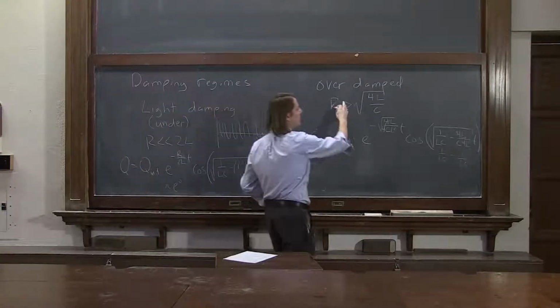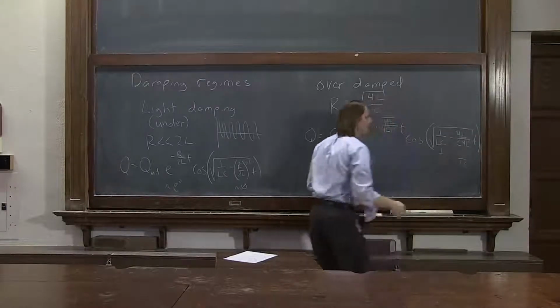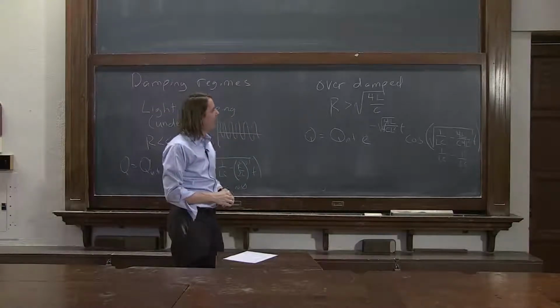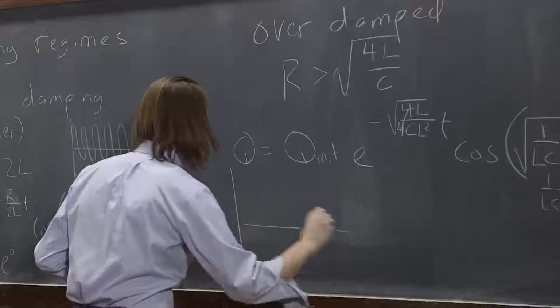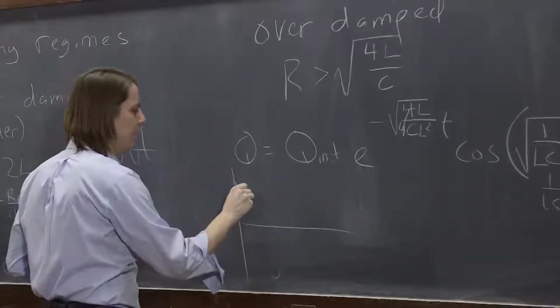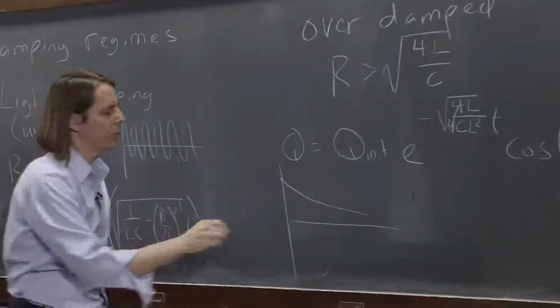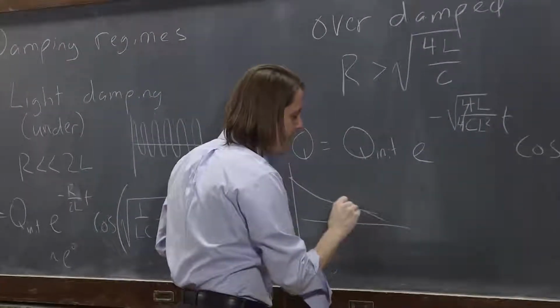If R is greater than this number, this term becomes negative. This gets even bigger. You have the square root of a negative number. Then the frequency is imaginary, and it doesn't oscillate anymore. So in the case of overdamping, it doesn't oscillate at all. It actually does something like this. It starts up here, and it actually never reaches 0, or it never crosses over. It just goes off forever towards infinity, and it never crosses over.